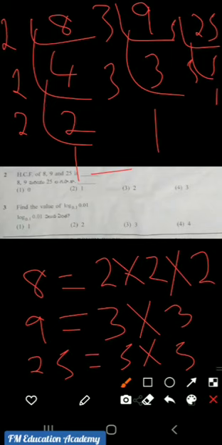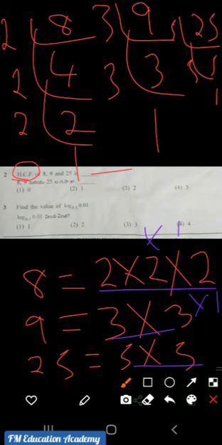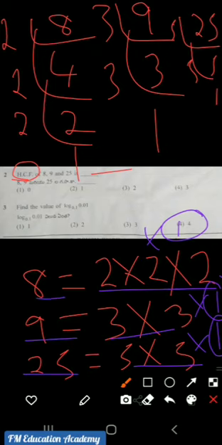Now, what do we mean by HCF? HCF means we have to choose only the common prime factors. We see in 2 into 2 into 2, 3 into 3 and 5 into 5 that no number is common. So we can multiply with 1, because any number multiplied by 1 is the number itself. So what is common between all three? Only 1 is common between 8, 9 and 25. So my HCF is 1, which is option 1.